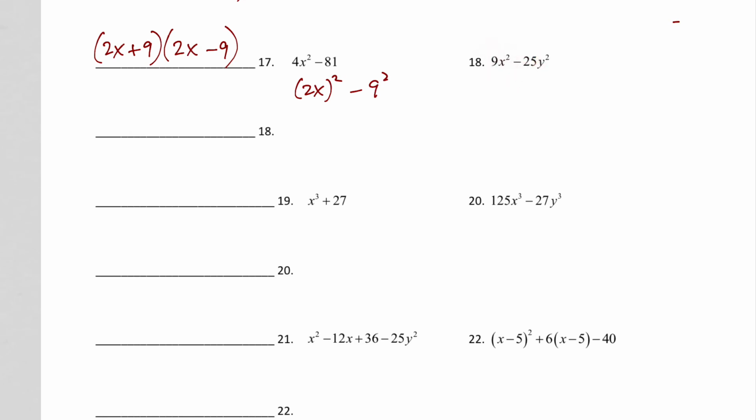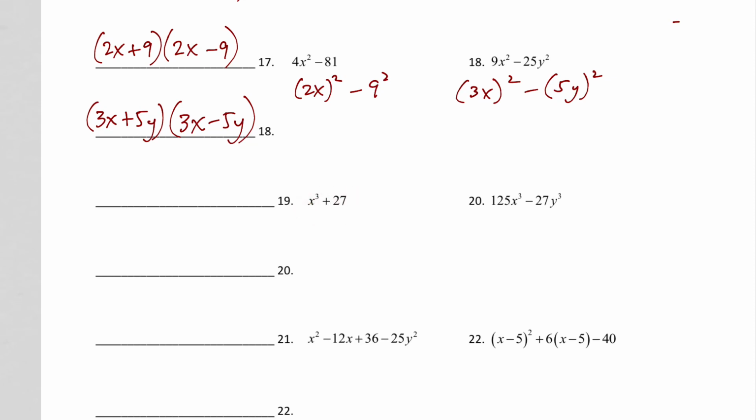This is the difference of two squares. This is 3x squared minus 5y squared. So we're going to end up with conjugate pairs: 3x plus 5y times 3x minus 5y.